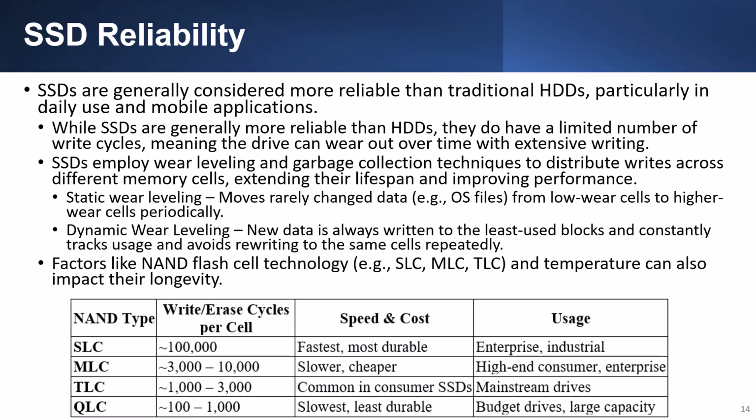Factors like NAND flash technology, such as SLC, MLC, and TLC, and temperature can also impact their longevity. As you can see from the table, SLC is the fastest and most durable, but would also cost the most, but with MLC and TLC being more mainstream.